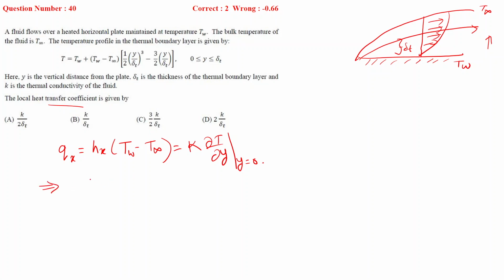So we will differentiate this temperature equation with respect to y and equate it to 0 to find this del T by del Y at y equal to 0 and put it in this equation to get the ultimate value of Hx. So that is Hx, Tw minus T infinity into K del by del Y of this entire term over here.